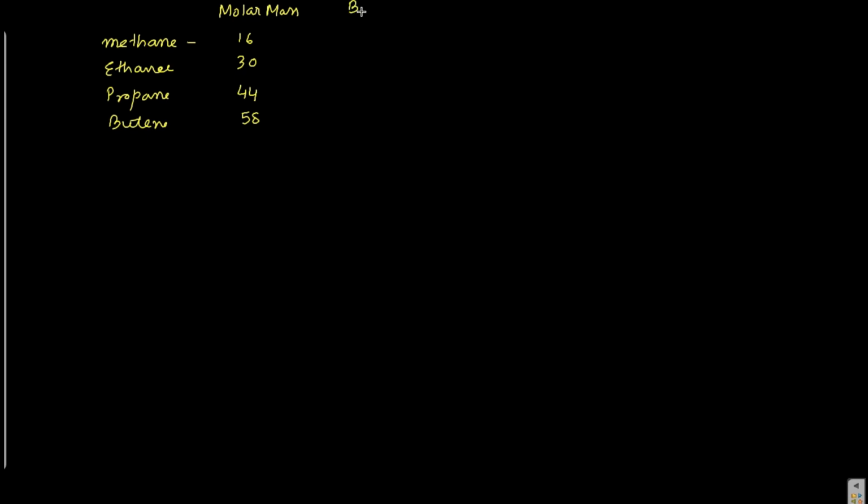Now what about the boiling point? For methane it is minus 161.4 degrees centigrade. For ethane it is minus 88.3 degrees centigrade. Propane is minus 44.5 degrees centigrade, and for butane it is 0 degrees centigrade. And what about the physical state? Methane is a gas, ethane is also a gas, propane is also a gas, and butane is also a gas.